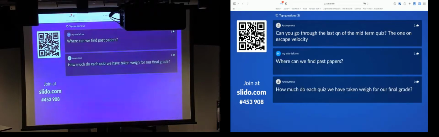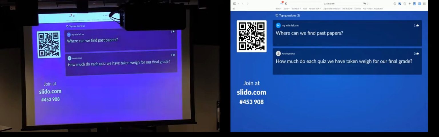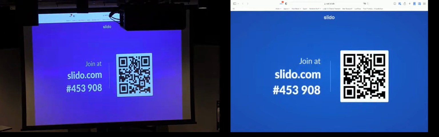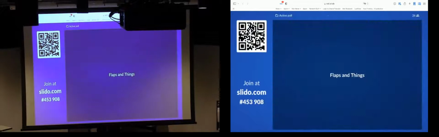Where can we find past papers? I will make sure they're available. You'll see them on the left-hand side of Blackboard once they're set up. How much does each quiz take away? We've done that. Okay. Last poll, and this one is on flaps and things.